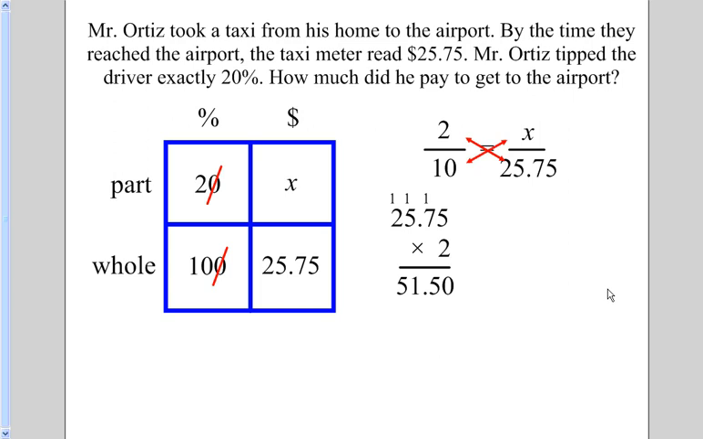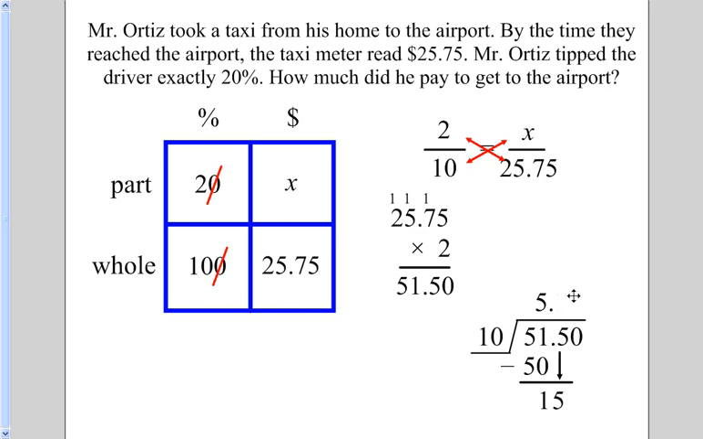Now our next step is going to be to divide that answer, 51 and 50/100, by 10. And we can set that up here in a long division problem. It's one way to solve that. 10 goes into 51 5 times. 5 times 10 is 50. 51 minus 50 is 1. We can bring down a 5.